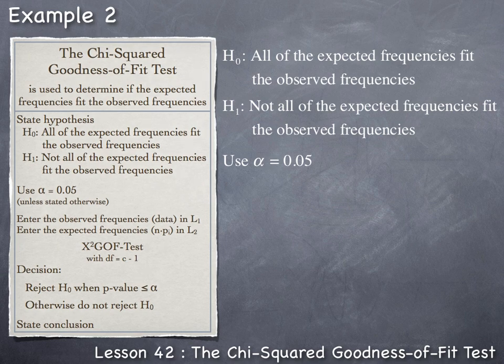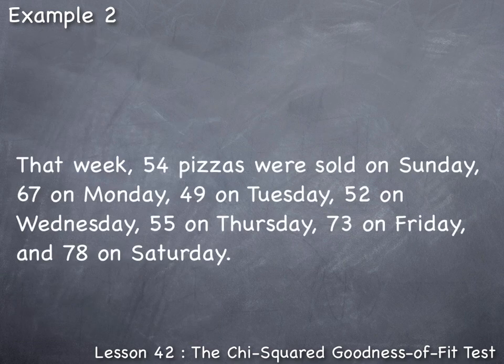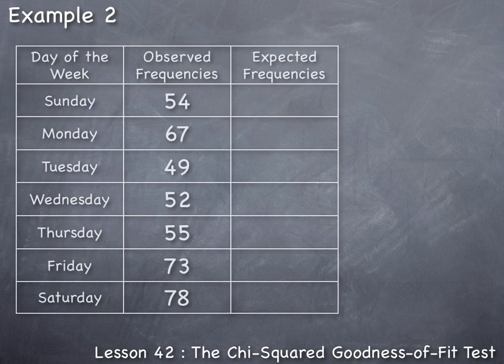So looking at the sample data, we found that 54 pizzas were sold on Sunday, 67 on Monday, 49 on Tuesday, 52 on Wednesday, 55 on Thursday, 73 on Friday, and 78 on Saturday. These data values will be used as our observed values in our chi-squared goodness of fit test. Now we need to generate the expected frequencies according to the idea. The expected frequencies are calculated by taking the n, the total sample size, times p, the predicted proportions.